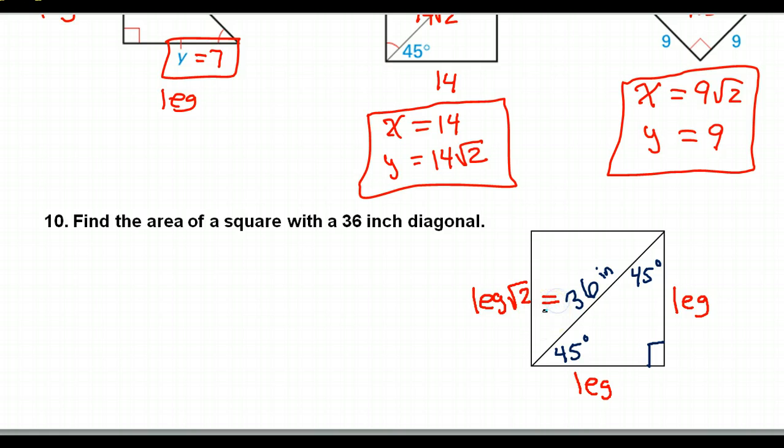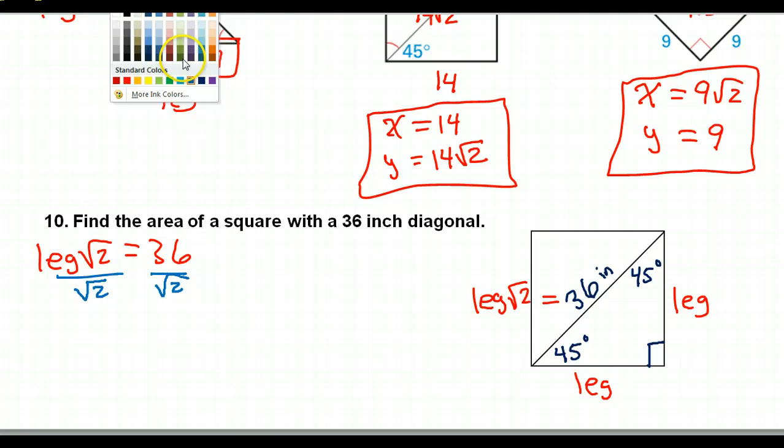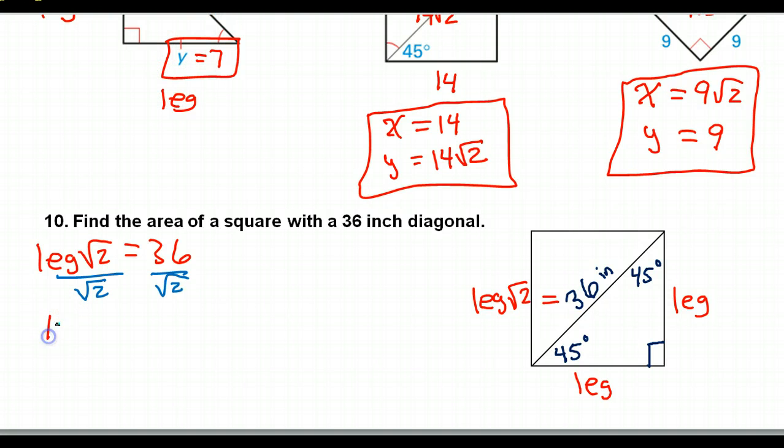So look, leg radical 2 equals 36. So let's do that off to the side. So here we go. Leg radical 2 equals 36 inches. If I divide both sides by radical 2, alright, and I could put that in my calculator, that's going to give me leg equals 18 radical 2.